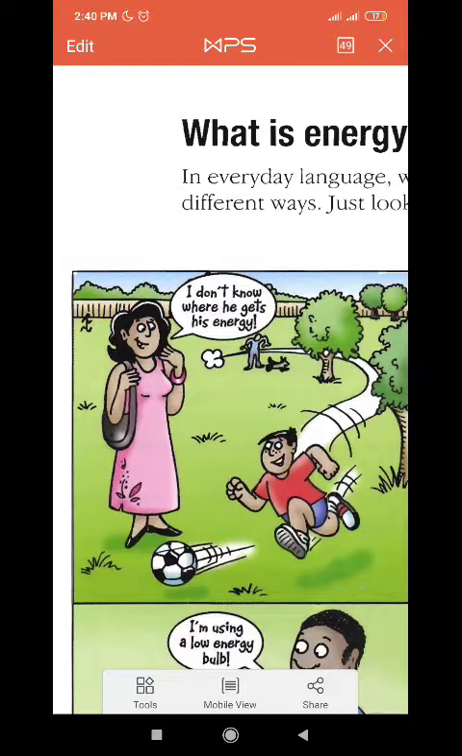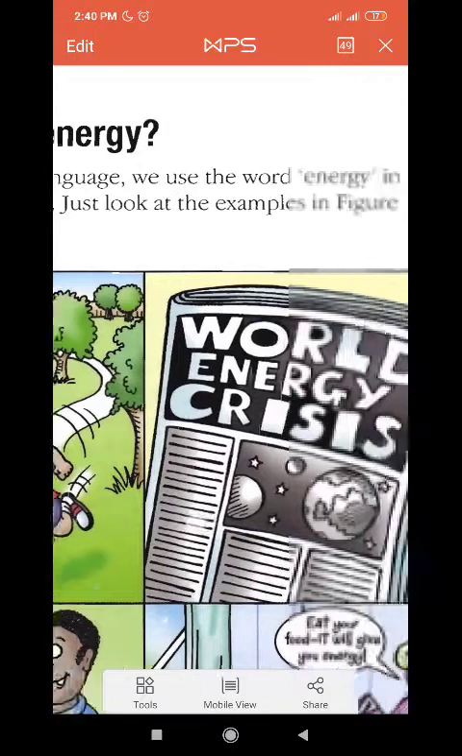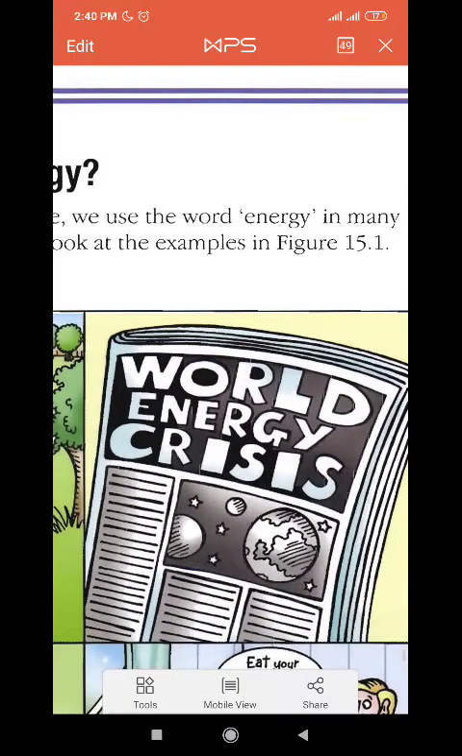So the mother says, I don't know where he gets his energy. She's looking at a kid who's running up and down playing ball. Okay, yeah. People say that all the time. They say, oh, this little girl has so much energy. She just keeps on jumping up and down. All right, then we have this picture on the right where there's a newspaper and there's a top story which says World Energy Crisis. And I can see an Earth there. I think there's an Earth and some solar bodies.